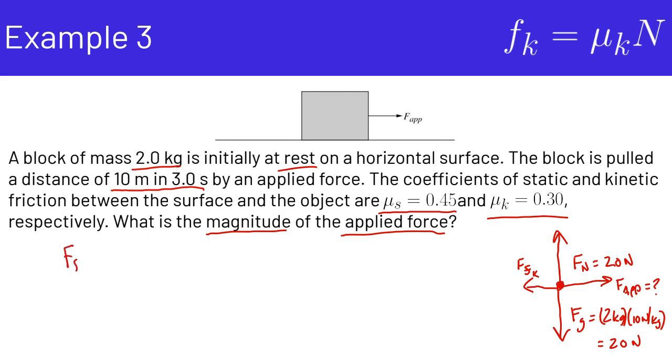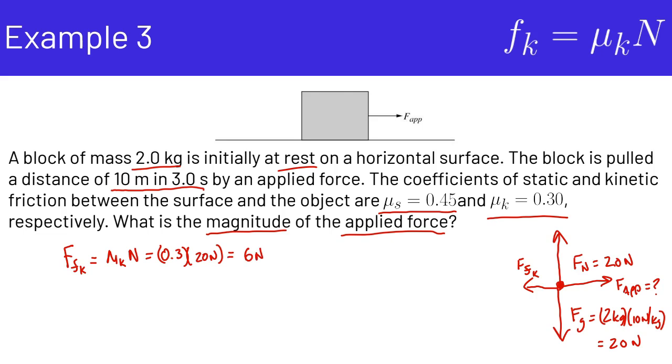So our friction force, kinetic friction force, is equal to mu sub k times the normal force. So that's equal to 0.3 times our normal force, which is 20 newtons. So this is equal to 6 newtons.